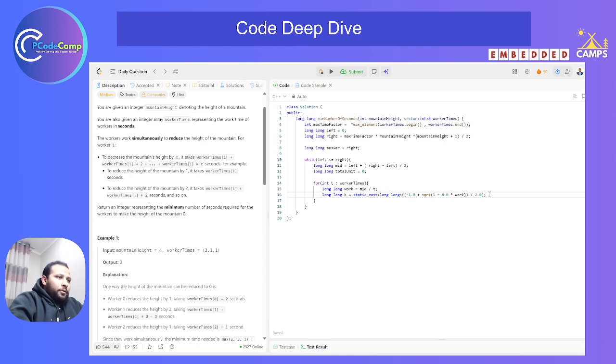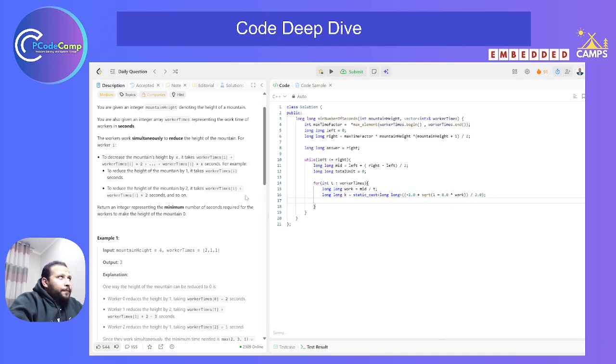This -1 already comes from the formula to solve a quadratic equation, and the 1 plus 2 work is inside the square root because it is part of the calculation called the discriminant. These numbers come from the math formula used to find the maximum units a worker can do in the given time. You can check this quadratic equation and you will get it.